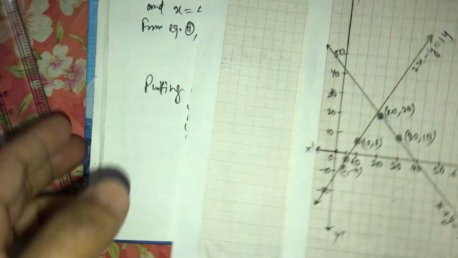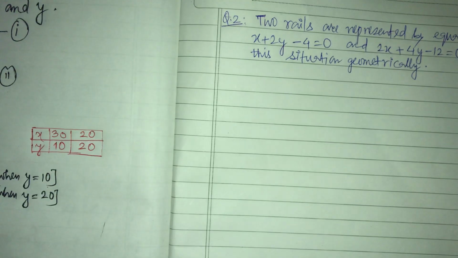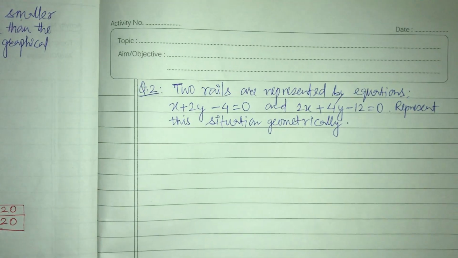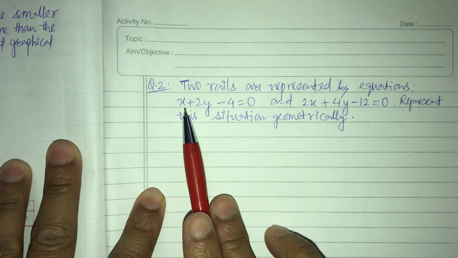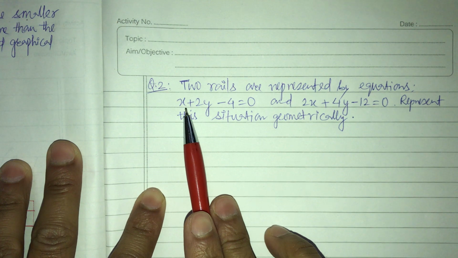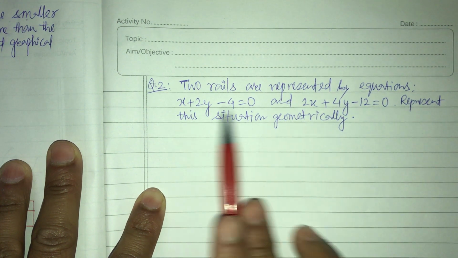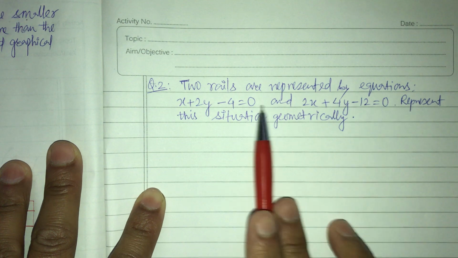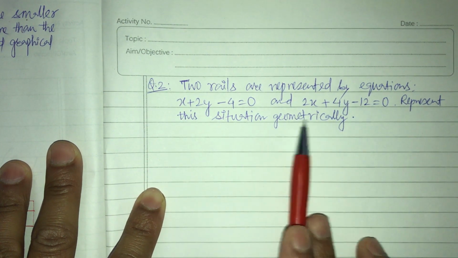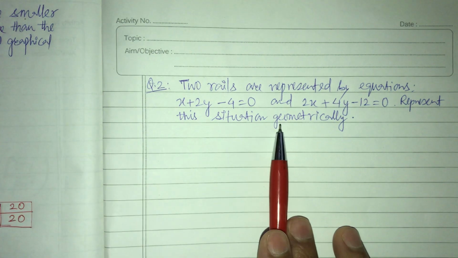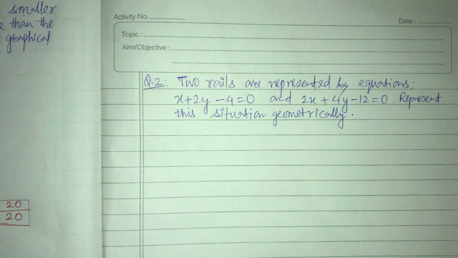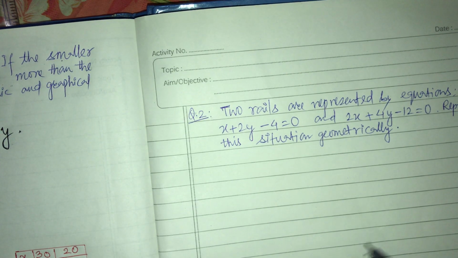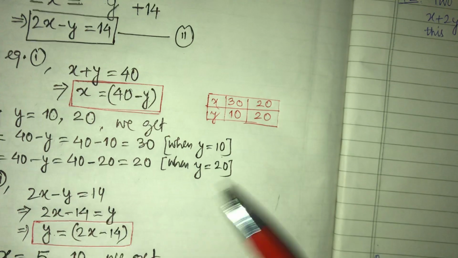So the first work is done now. Now let's go to the second question quickly. Second question is here. See, two rails are represented by equations. These are the equations. So here the thing is easier for you because the equations are given to you. You need to represent this situation geometrically. Geometrically means graphically. So we'll try to get the graph of these two equations, right? Here we don't need to frame the equation, it's already given. So let's use this equation and get the table like this. Okay, so let's go.